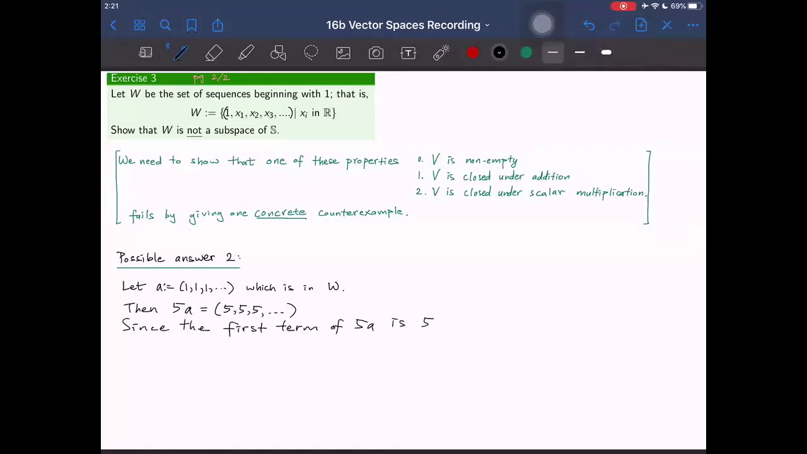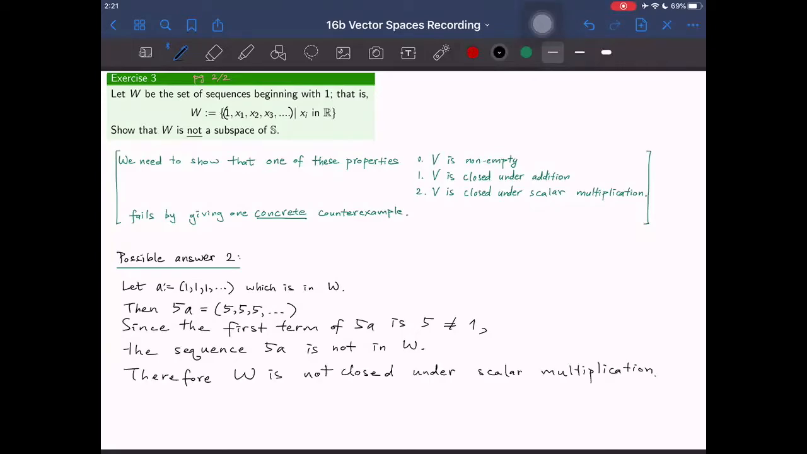I see that the first term of 5 times A is 5, which is not equal to 1. So the sequence 5A is not in our subset W. Therefore, W is not closed under scalar multiplication. So our set W is not a subspace of S.